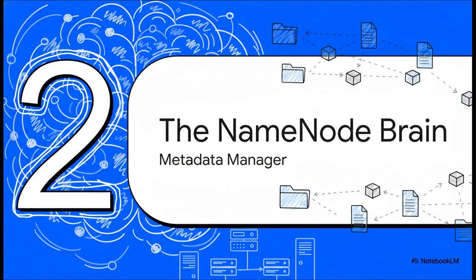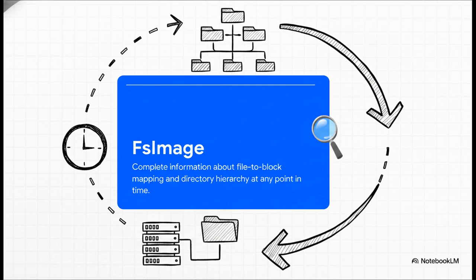Moving right along to Section 2, the NameNode Brain. So the NameNode is exclusively a metadata manager. It regulates client access to files and manages the whole file system namespace. And to pull this off, it relies on two incredibly important files. The first is the fsimage. This is a crucial file containing the complete snapshot of the file-to-block mapping and the directory hierarchy at a specific point in time. Seriously, if you're prepping for an interview right now, absolutely lock this definition in.